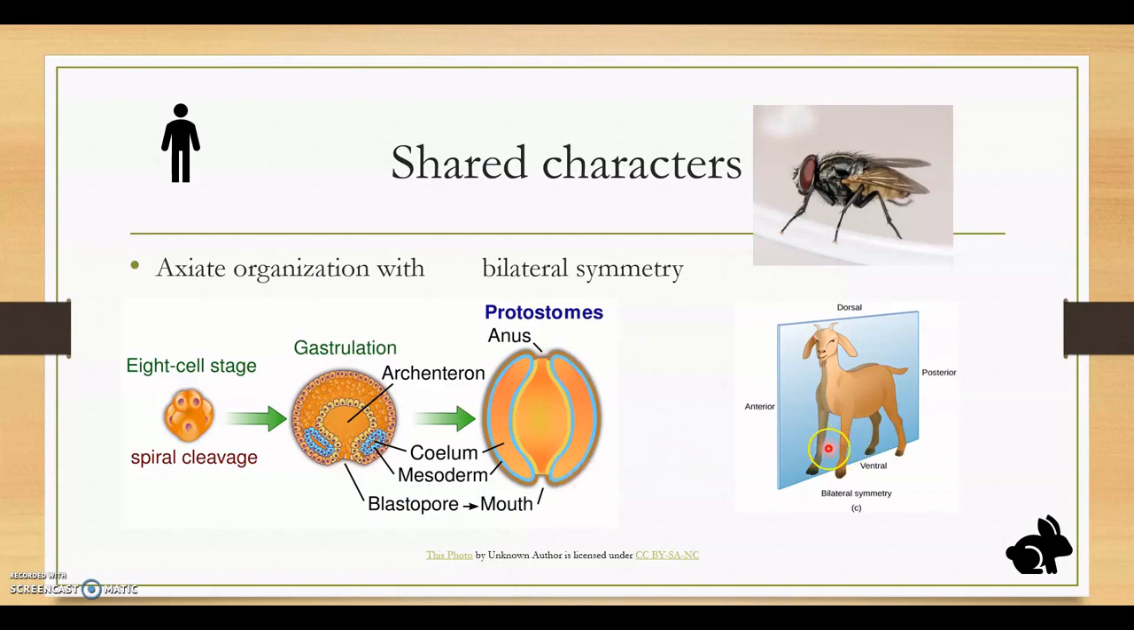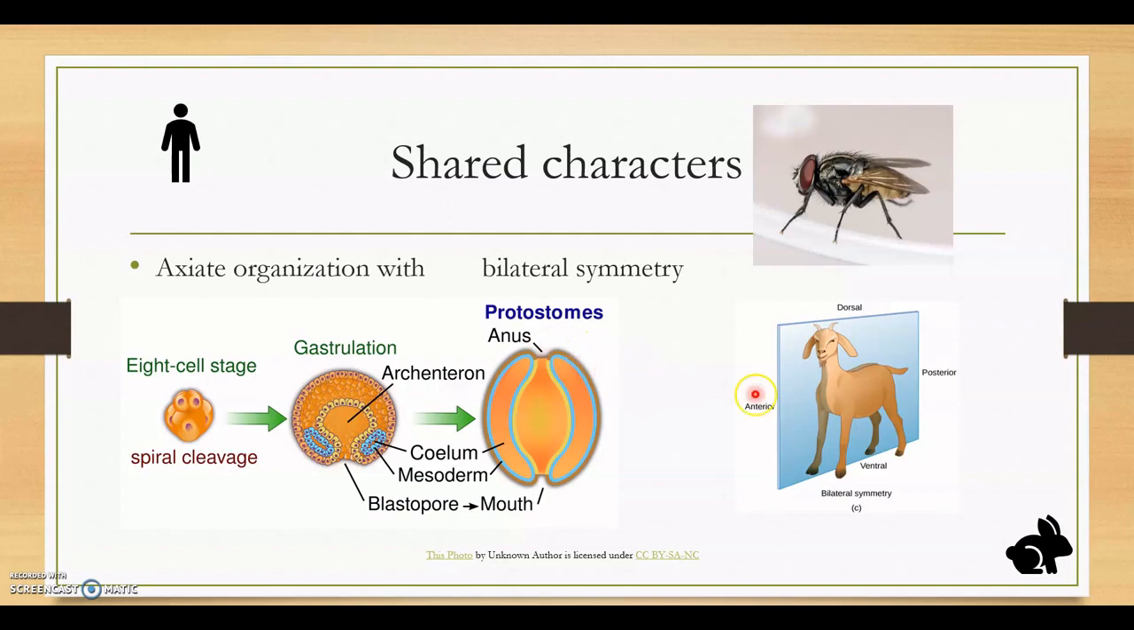Clear? All chordates are deuterostomes. Why? Because the blastopore forms the anus in chordates. In non-chordates, the blastopore becomes the mouth, and the anus forms at the opposite region. But in chordates, this becomes the mouth region.